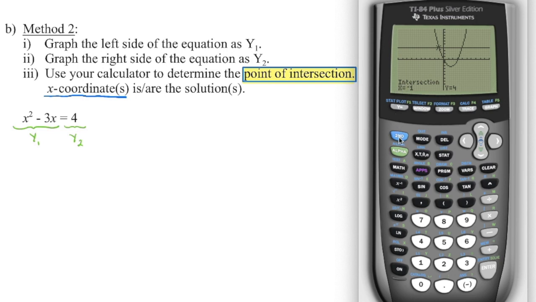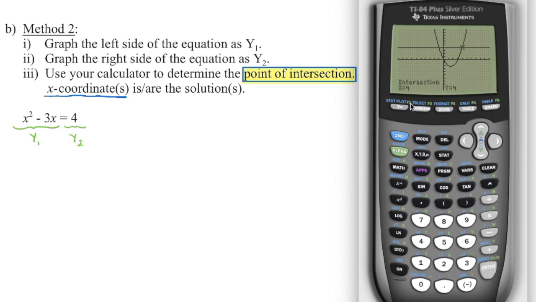And then we're going to do the same thing to the other one. So we're going to go second function trace. We're going to choose number 5 again. We're going to use the right arrow. We're going to scoot over here so that we are close to the point of intersection. Are we on the first curve? Yes. Are we on the second curve? Yes. Do you want the calculator to guess?